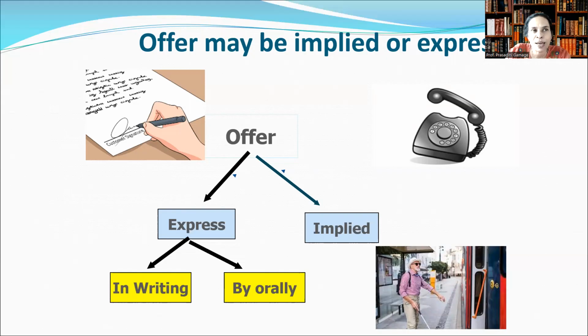Express offers are of two kinds. One is in writing, the other one is oral. If you want to sell something to another party, you can send a message or a letter, that is in writing. Or orally, you can do it by giving a phone call or face to face, right? Likewise, you can inform another party that I am willing to sell my bicycle to you by using different ways.